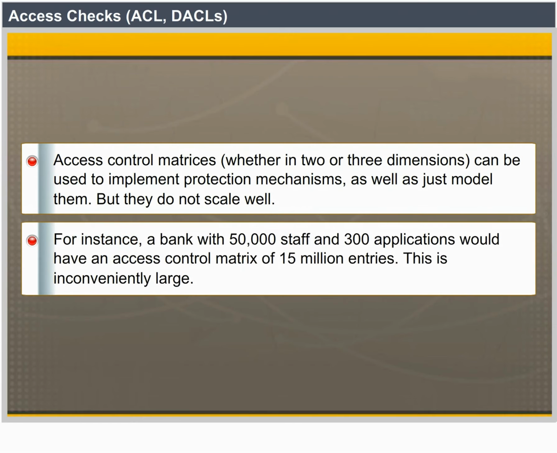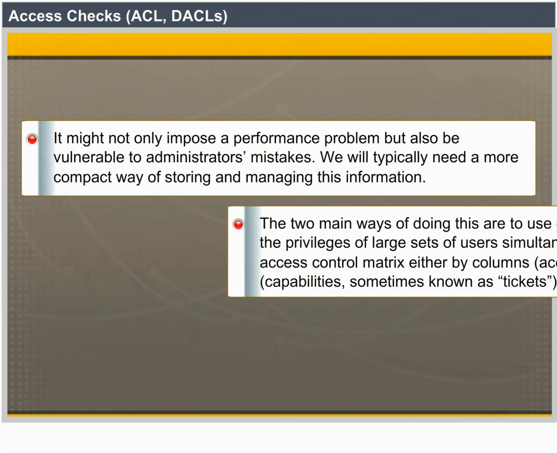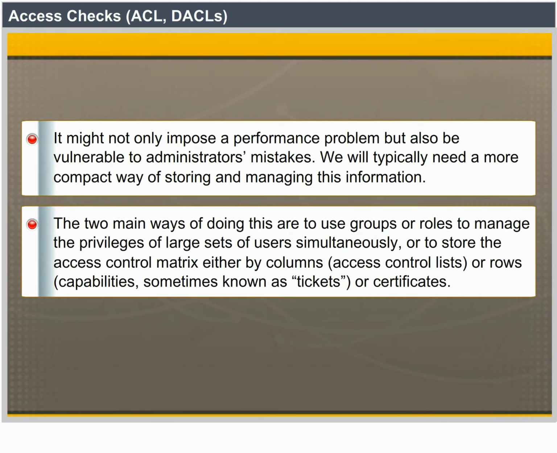For instance, a bank with 50,000 staff and 300 applications would have an access control matrix of 15 million entries. This is inconveniently large. It might not only impose a performance problem but also be vulnerable to administrators' mistakes. We will usually need a more compact way of storing and managing this information. The 2 main ways of doing this are to use groups or roles to manage the privileges of large sets of users simultaneously, or to store the access control matrix either by columns, access control lists, or rows, capabilities, sometimes known as tickets or certificates.